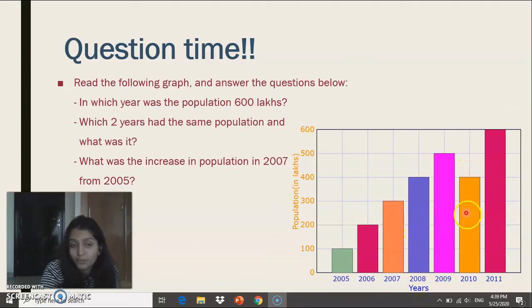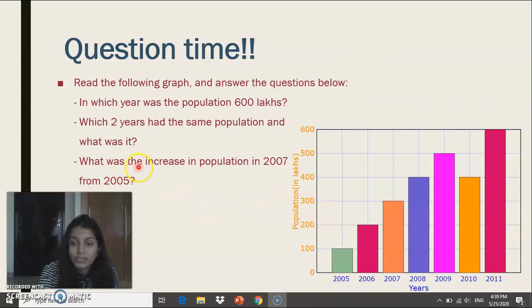And what was the population in that year? Again, we're going to trace this horizontal line and find the value on the y-axis. It's 400. Now, remember, we can't just write 400. Why? Because the y-axis says that all of the population values are in lakhs. If you just write 400, it would mean that there were only 400 people. That's why it's important to mention 400 lakhs. Otherwise you would get the wrong answer.